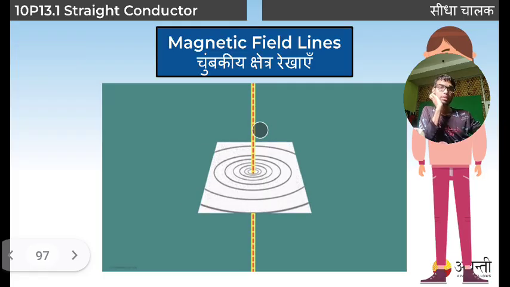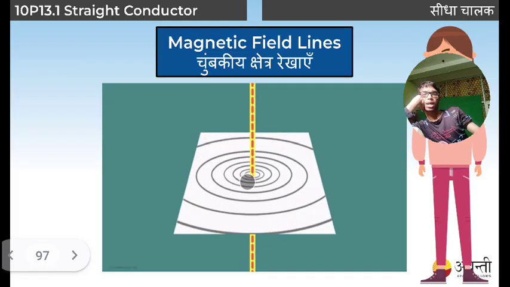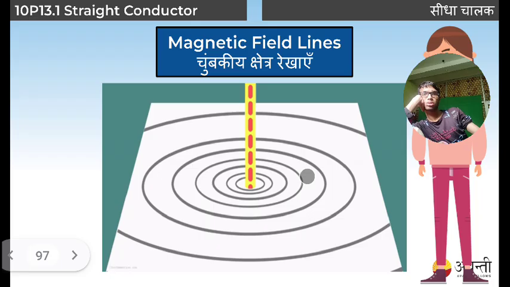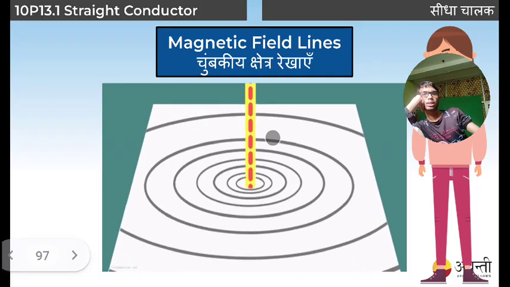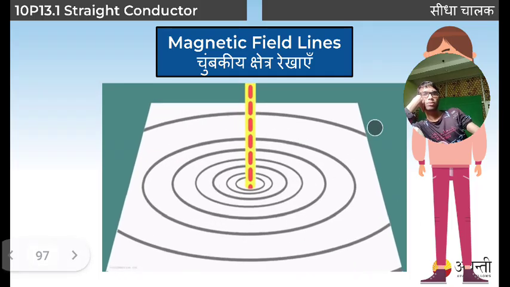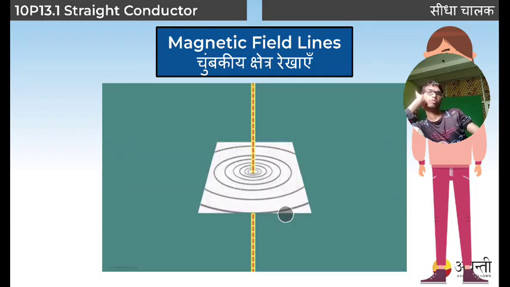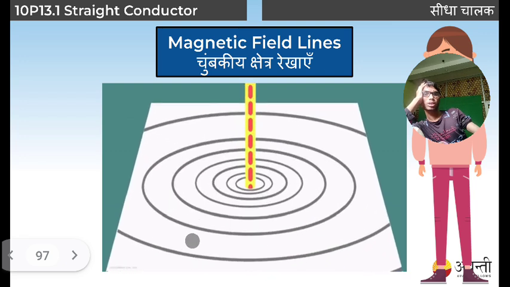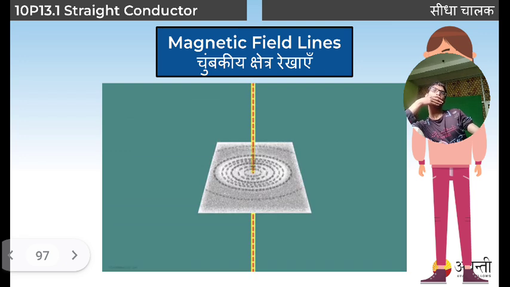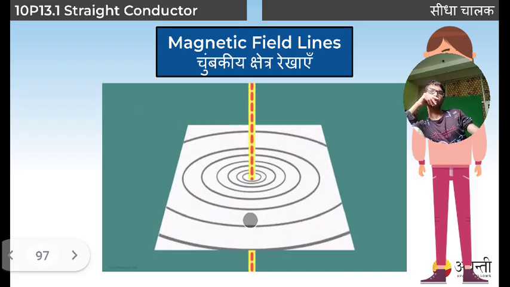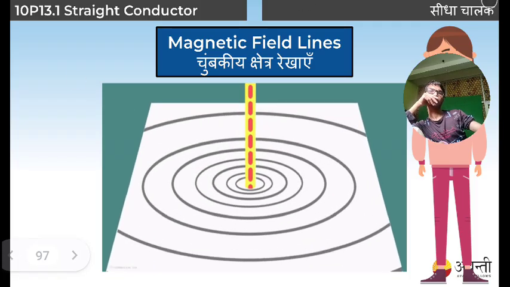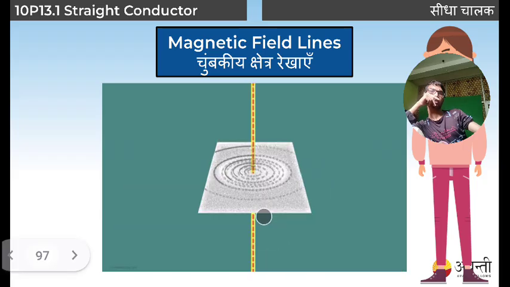Magnetic field lines. When iron filings are put surrounding the conductor and current is passing inside the conductor, then this pattern will be shown. This is the pattern of the magnetic field around the current carrying conductor.